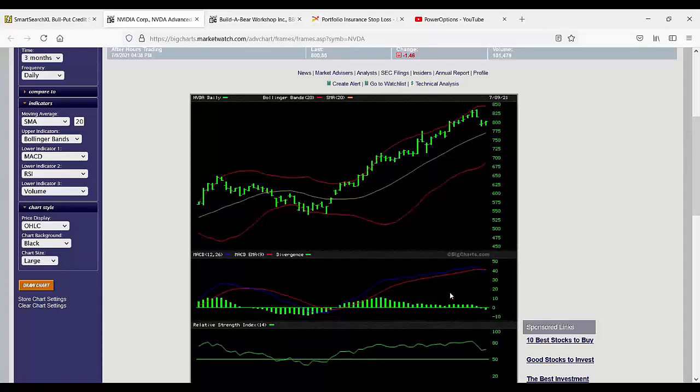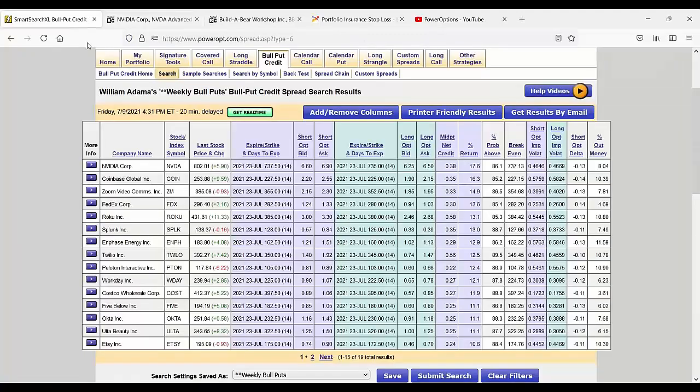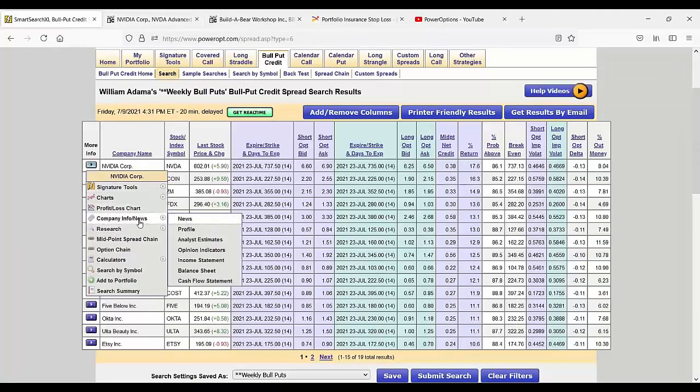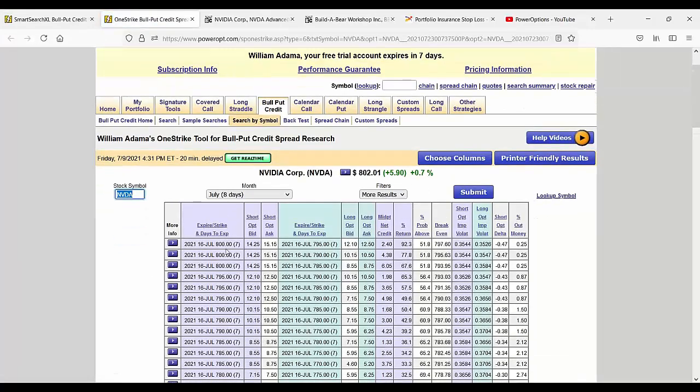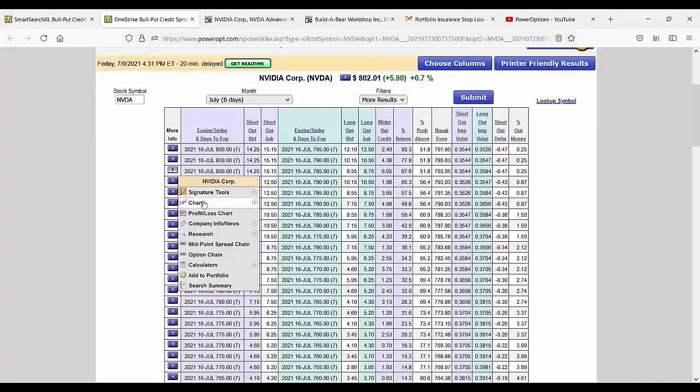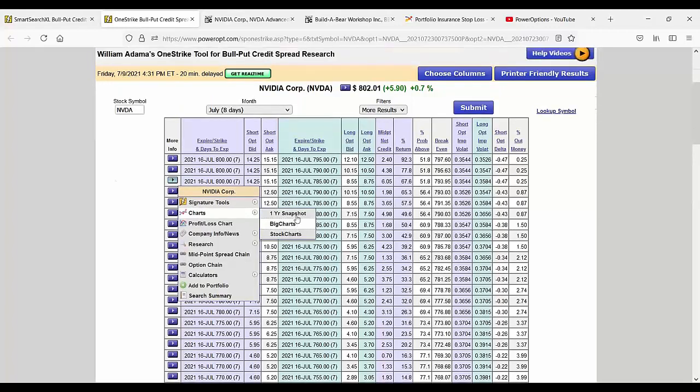Why do I say that? Because on the Power Options Search, for the bull put credit spread, we're looking for only positive MACD in those cases. Okay, so just linking directly, Rapheal, from the search tool, where you can do other research and analysis, company news and information, detailed stock research and more. Midpoint spread chain, search by symbol, it's the same function. What do I mean by that? If I go to search by symbol, just look for other bull puts on NVIDIA, then again, I could just use the more information button, go to charts, and go to big charts.